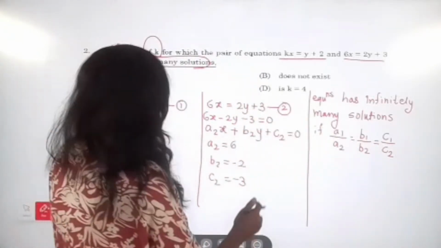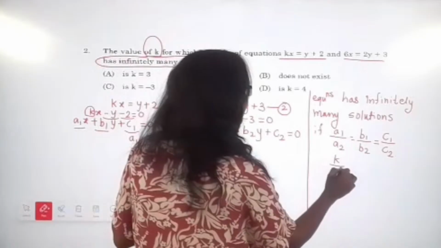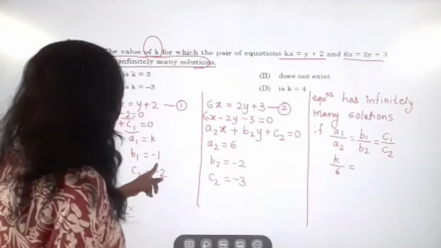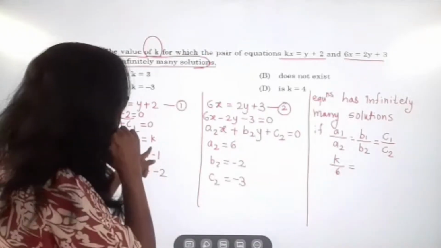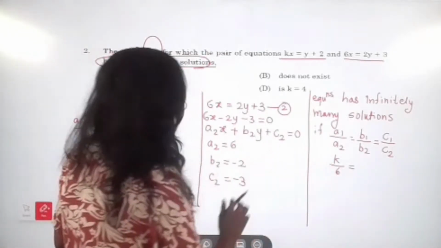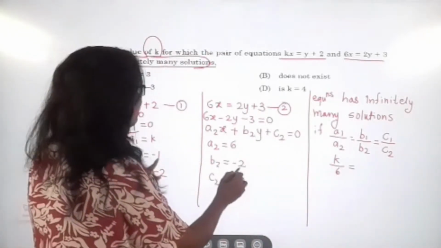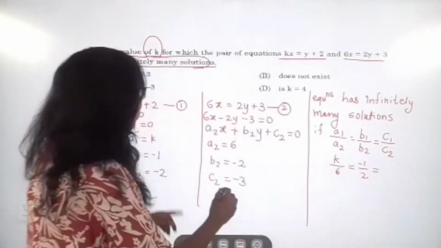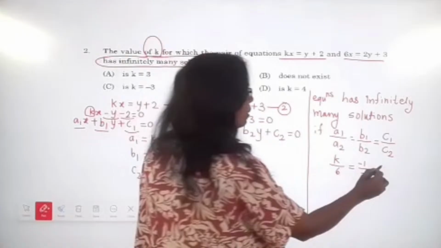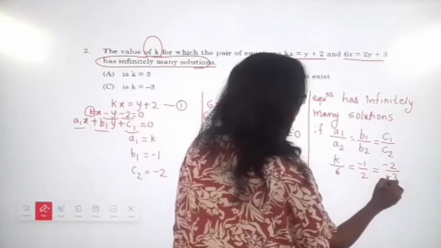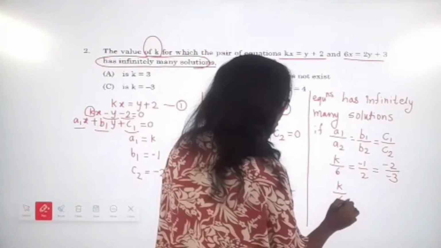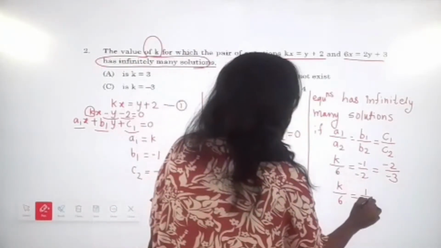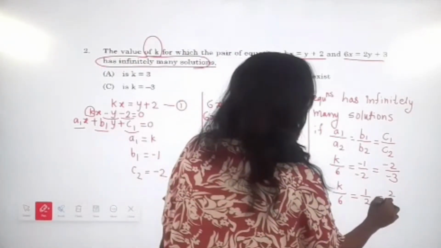So here k upon 6. A1 upon A2 means k upon 6, yes. And B1 upon B2 means minus 1 upon minus 2. And here students, C1 upon C2 means minus 2 upon minus 3. So that means here students, k upon 6 is equal to 1 upon 2 and here 2 upon 3.